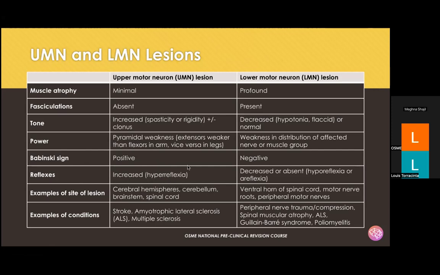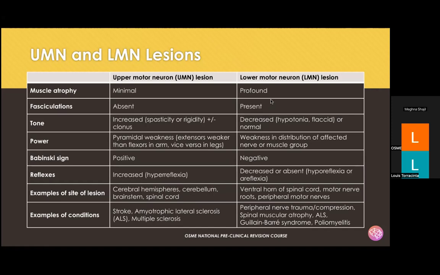And I'm sure you remember that upper motor neuron has increased reflexes, increased tone, as well. So a classic example would be a stroke. That's an upper motor neuron lesion, or something in the brainstem. Or ALS or MS.